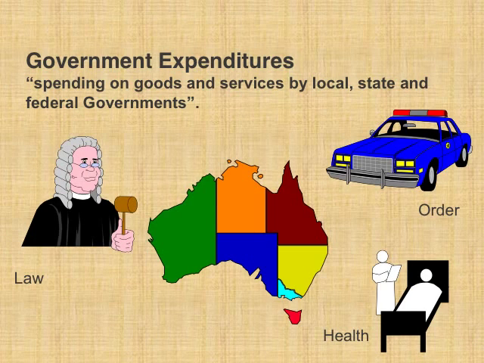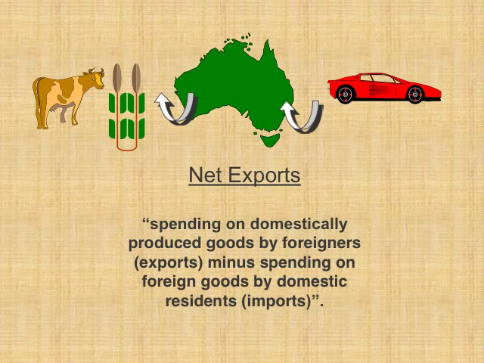Government expenditures are spending on goods and services either by local or state or federal governments, such as building of public hospitals or purchase of Navy submarines. Net export is the spending on domestically produced goods and services by foreigners minus spending on foreign goods by domestic residents. Therefore, imports are subtracted from exports.